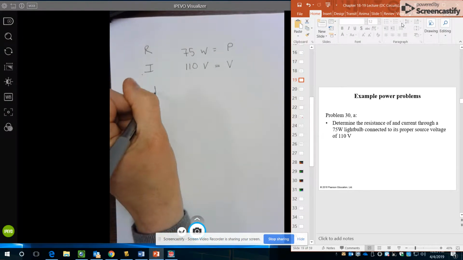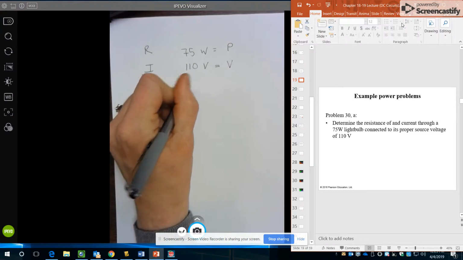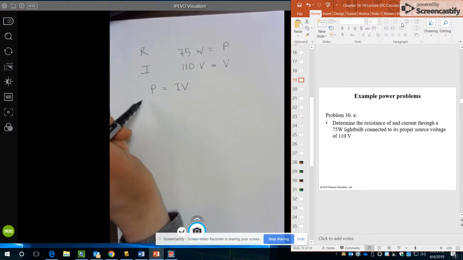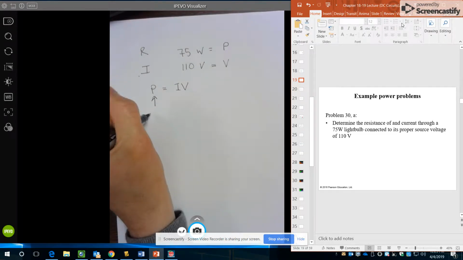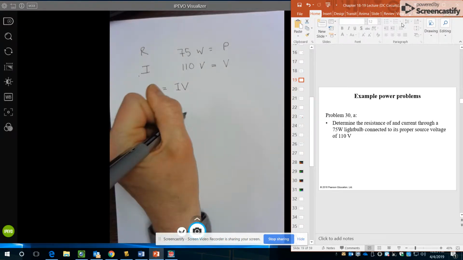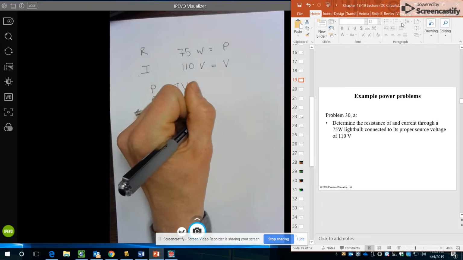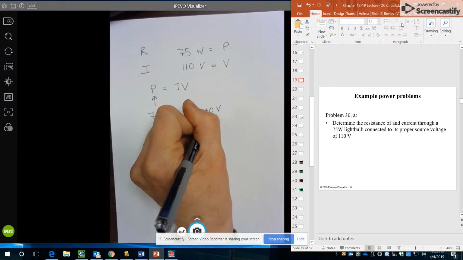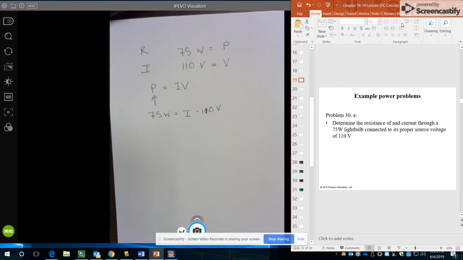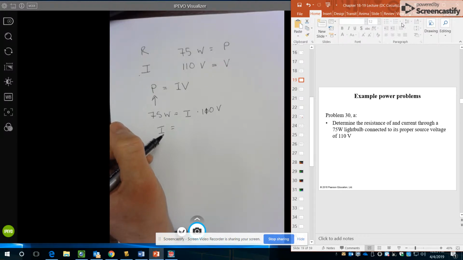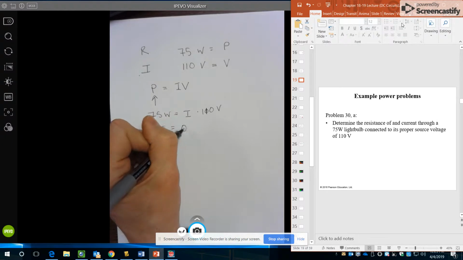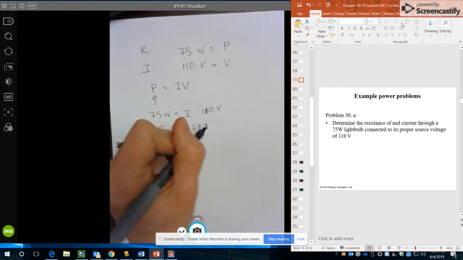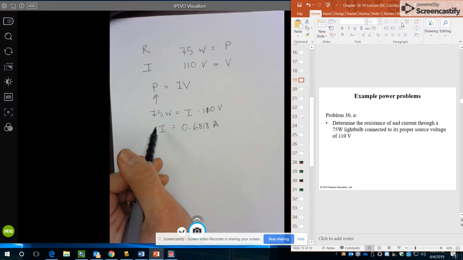So our options are power is equal to current times voltage. This is true whether a device is ohmic or not. So the power required by the light bulb is 75 watts, and the voltage is 110 volts. Oops, I wrote it as 100. Imagine that's 110. So current is equal to 75 divided by 110, which is equal to 0.6818 amps.